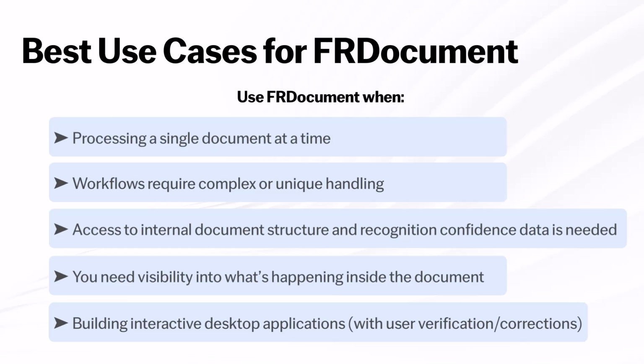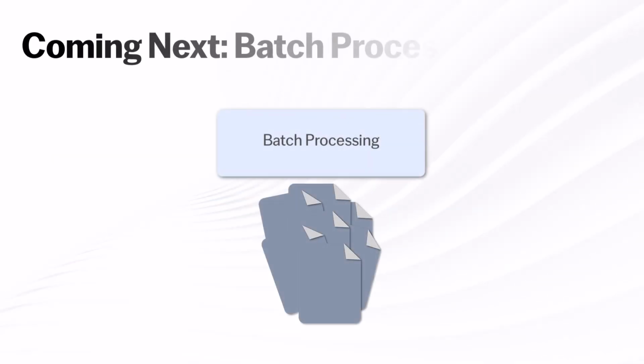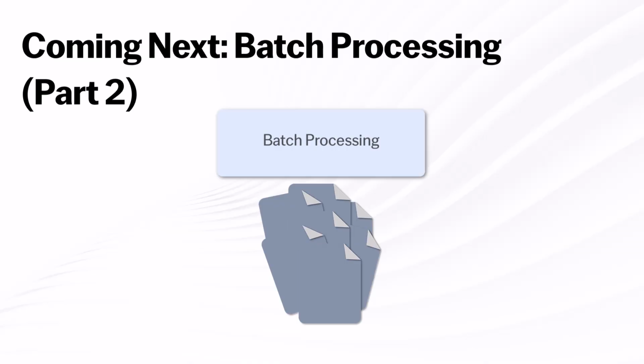In Part 2, we'll switch to batch processing and see how FineReader Engine handles high-volume automation, using a single configuration to process many documents efficiently in server-side and back-end workflows.